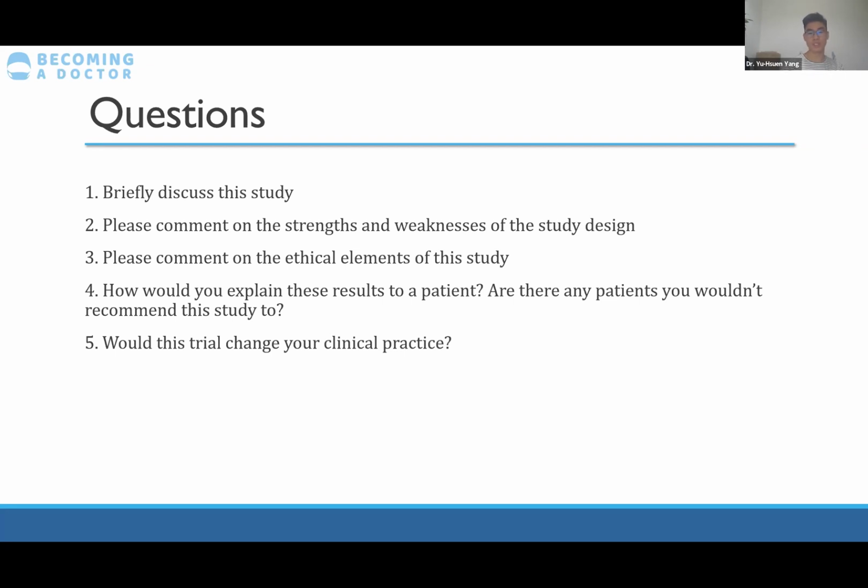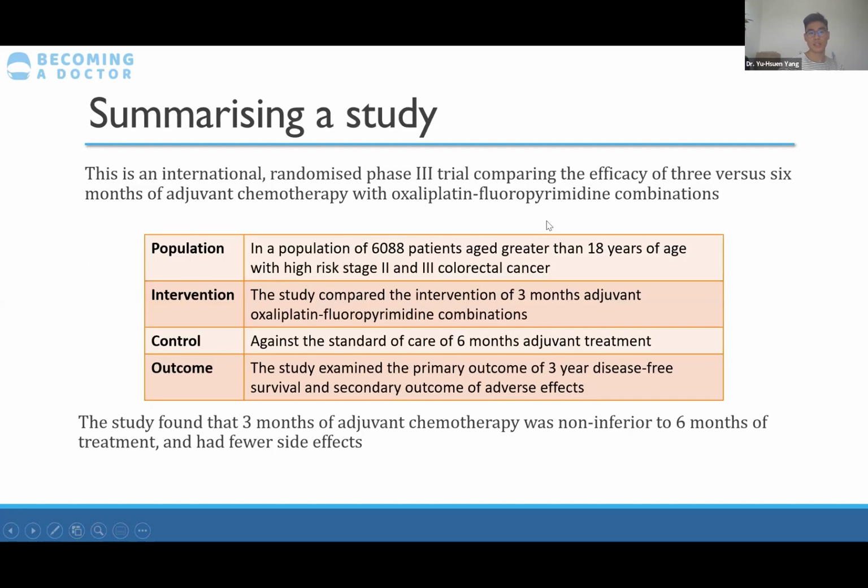So when you summarize the study, I would say, you state the title in your own words. So I would say this is an international randomized phase 3 trial comparing the efficacy of 3 versus 6 months of adjuvant chemotherapy with oxaliplatin fluoropyrimidine combinations.